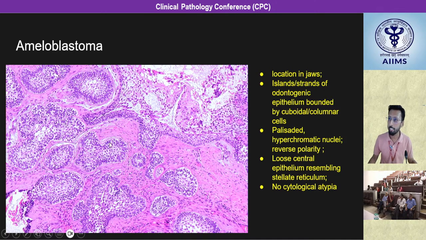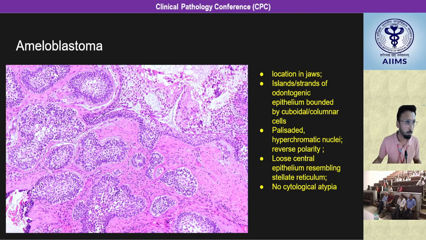What we can see here again are follicles lined by tall columnar cells, fulfilling the Vickers and Gorlin criteria. In the center, we can see some clear cell changes or some cystic degeneration. The nuclei are palisaded, hyperchromatic, with reversal of polarity. And we can see loose, stellate reticulum-like cells, with no cytological atypia. Now, in our case, although we had the follicles, we also had the cribriform pattern with duct-like spaces, which were not seen in this case, number one. Second, there is no cytological atypia commonly seen in ameloblastomas, but in our case we have found some mitotic figures, some ghost cells, clear cells, and dentinoid formation was also seen. So that's why we can easily rule out ameloblastoma.